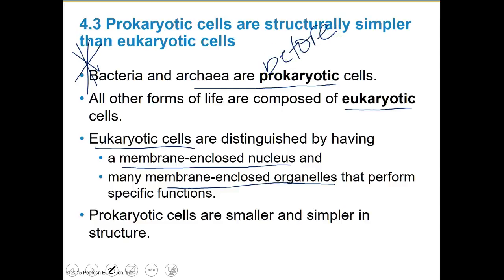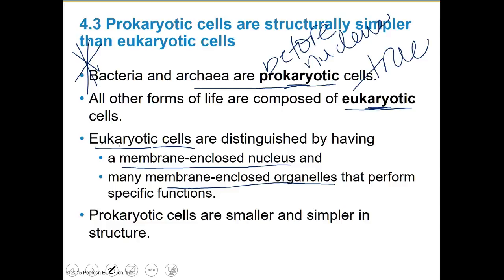Okay, and kary actually means kernel or nucleus. So nucleus or kernel, think like a corn kernel. So it's like before the kernel. And then eu actually means true. So kary again means kernel or nucleus, so they have a true nucleus. So the big thing there is eukaryotic. Eukaryotic, yes, they have a nucleus.